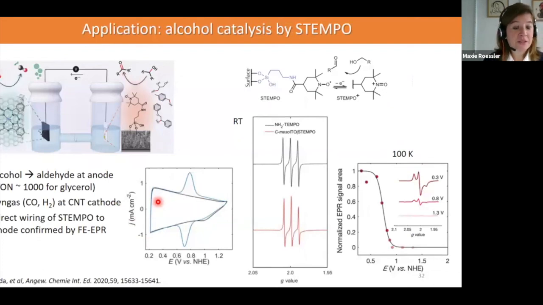Just as a brief aside, we've also shown an application of this. So this was mainly driven by the Reisner group. And our contribution here was to show that we can directly wire STEMPO, which is another derivative of TEMPO, onto the anode in this case. And the application here was to show some insights into the alcohol oxidation that TEMPO molecules do. And indeed, now we're taking this work further to really figure out what the mechanism of this is with the film electrochemical setup that we have developed. So that's still work in progress.